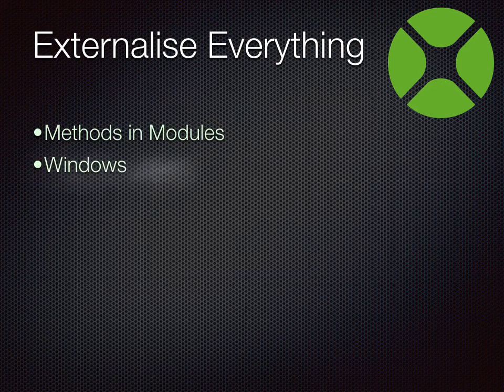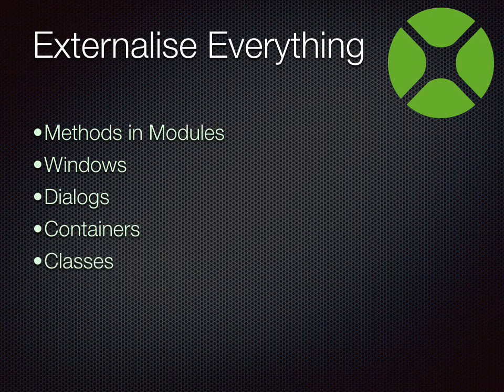Okay, one of the things you can do then is to externalize everything that makes sense. If you have methods in modules, make them external. If you have windows that you can use from one application to another, make them external. Same with dialogues, containers, classes. You can't always share everything. Sometimes it doesn't make sense to share everything, but if you can, that would be great, particularly classes and the methods. They're the main things we're going to share.